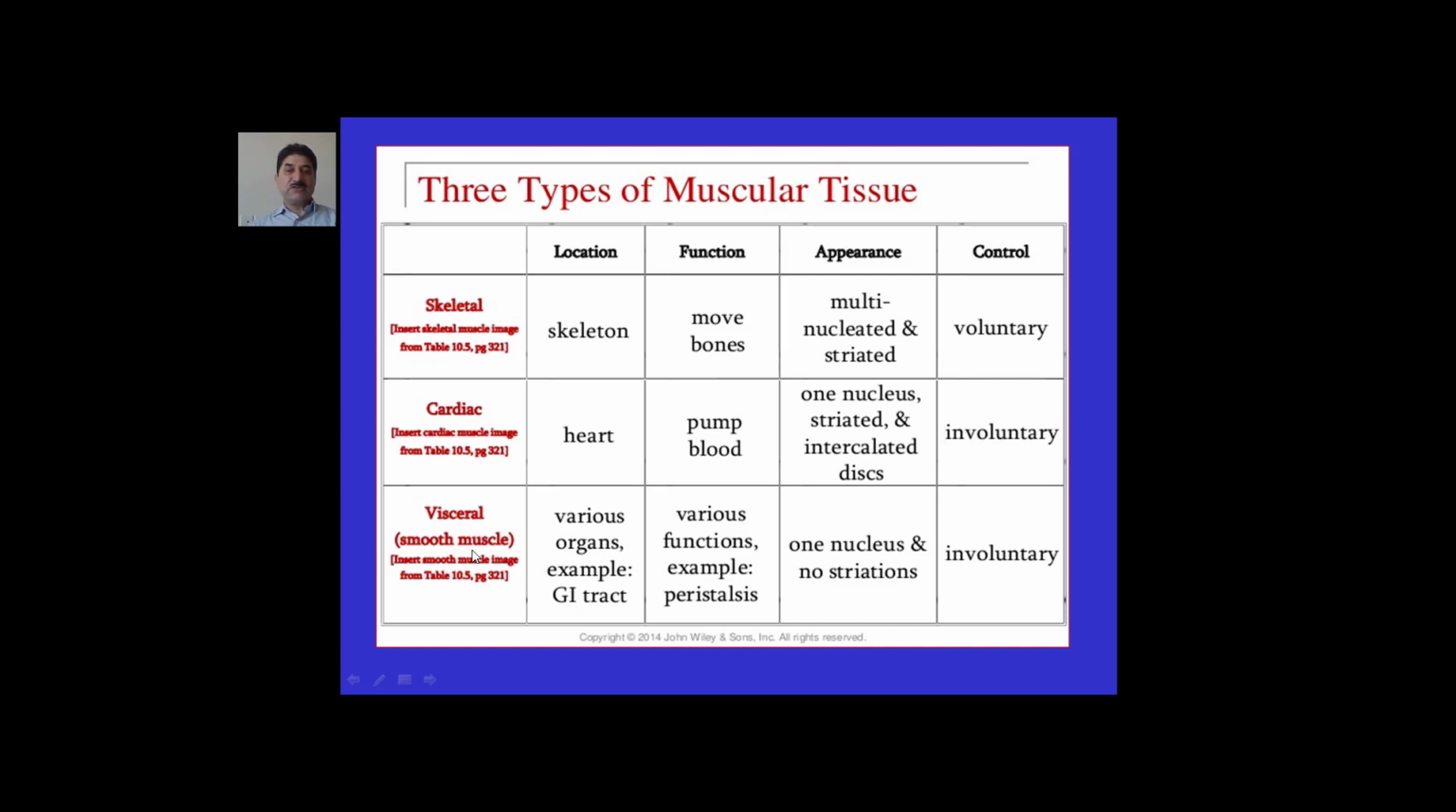The visceral or smooth muscle is found in the various organs, for example, the whole of the gastrointestinal tract. The contraction of this smooth muscle produces peristalsis. There is one nucleus and no striations, so it is non-striated, and it is also involuntary.